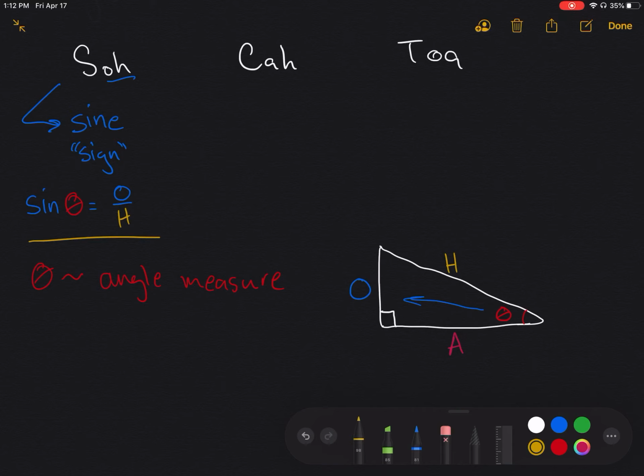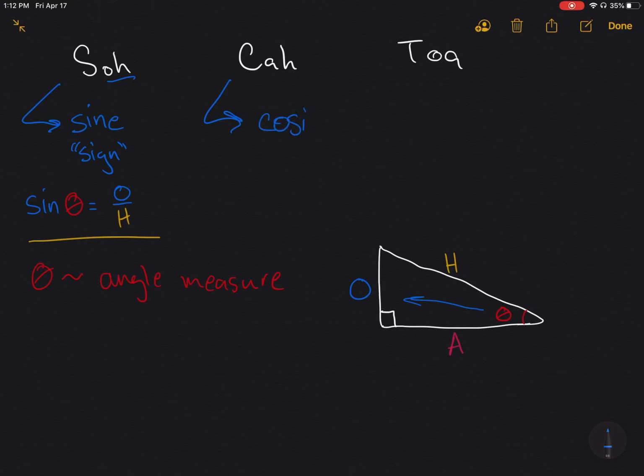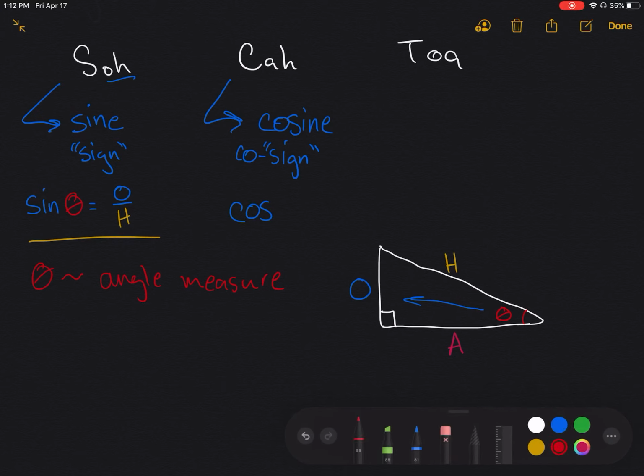Right. Next, we have cosine, and for cosine, we're just saying cosine. And for cosine of our angle, you'll notice that it's adjacent over the hypotenuse, A over H. So we want to take the adjacent over the hypotenuse, which is H.